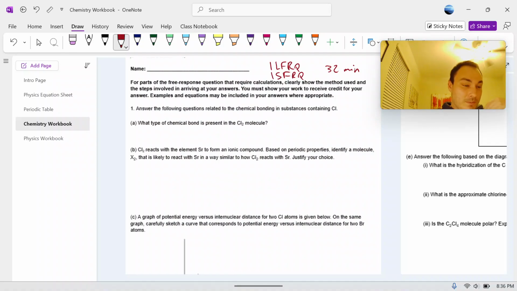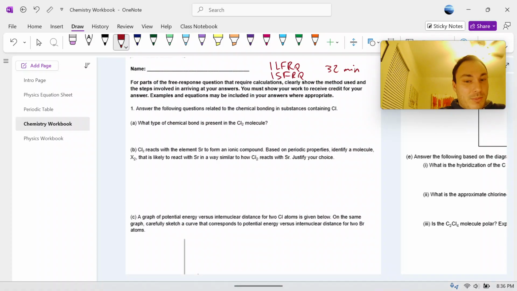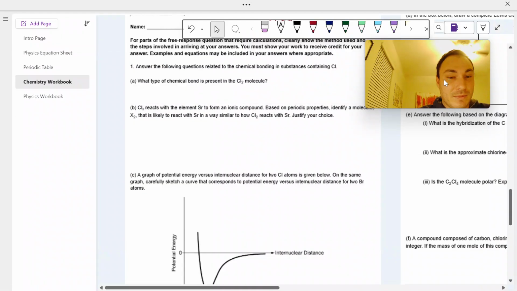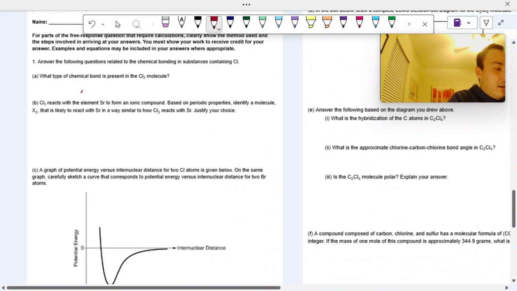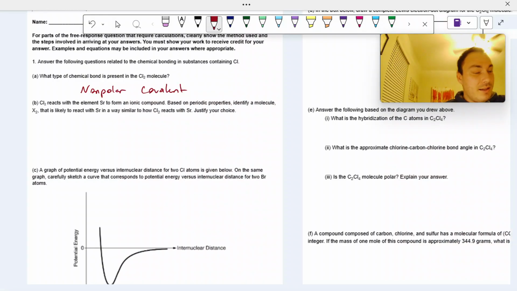So let's get going. What type of chemical bond is present in Cl2 molecule? Chlorine and chlorine. This is two nonmetals bonding with each other. Let me click the full screen. This is non-polar covalent is the type of bond. Now, for the scoring guidelines, you just needed to say covalent. That's all they were looking for on that one. Non-metal, non-metal, covalent; metal, non-metal, ionic.